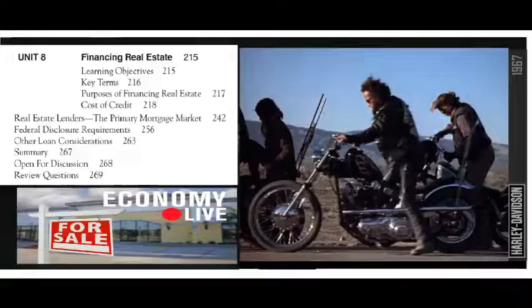Impound accounts. The lender may require that an impound account be established for the benefit of the borrower, to accumulate reserves for future occurring costs, such as property taxes and hazard insurance. The borrower's mortgage payments will be increased to cover contributions to the impound account, which is held in trust for the borrower's benefit by the lender.